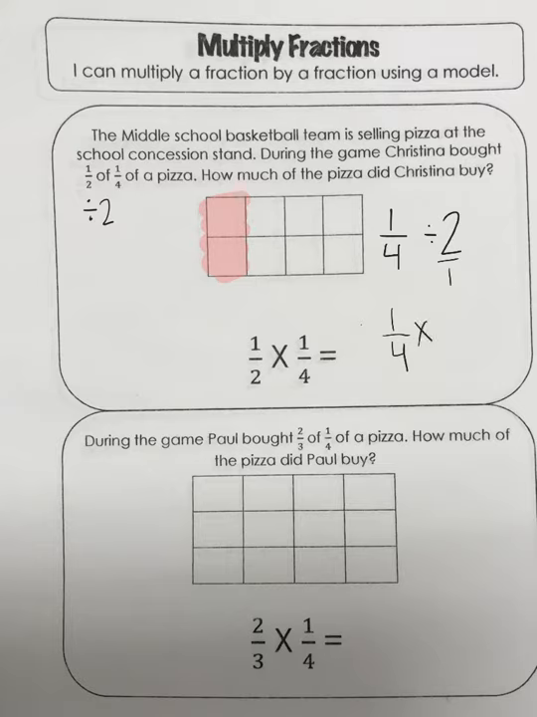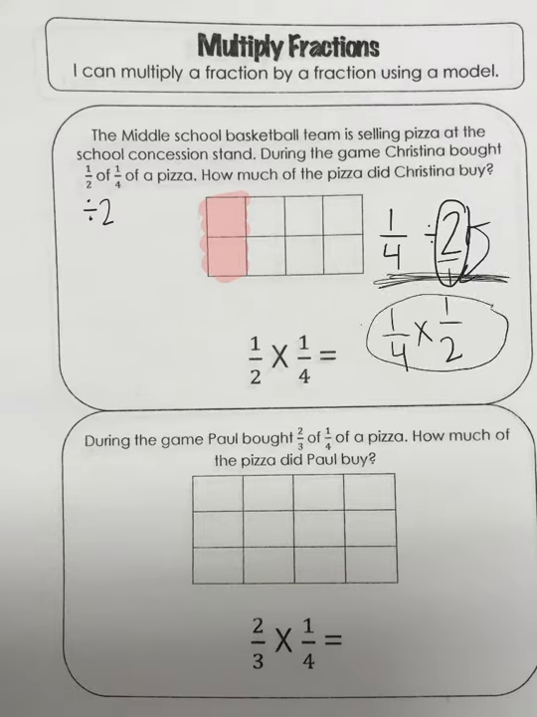We're actually going to change the problem to a multiplication problem. And then we are going to multiply by the reciprocal of 2 wholes. What that means is flip-flop the numerator and denominator. So what was 2 over 1 becomes 1 over 2. Look, I started with a division problem, but to actually find the answer, I had to change it to a multiplication problem.